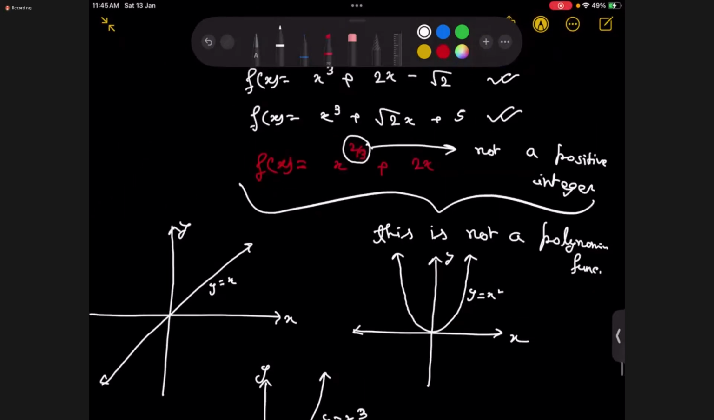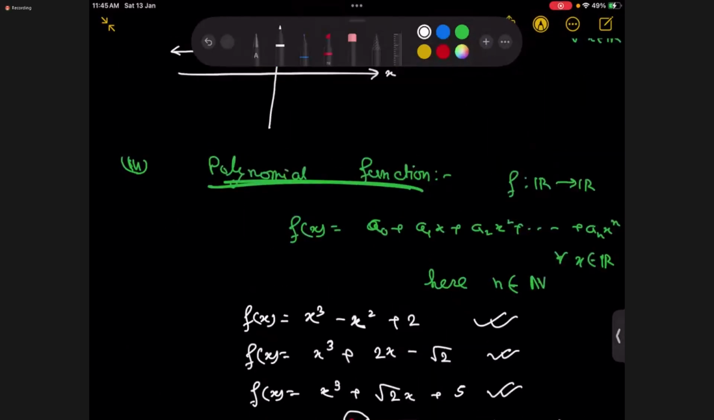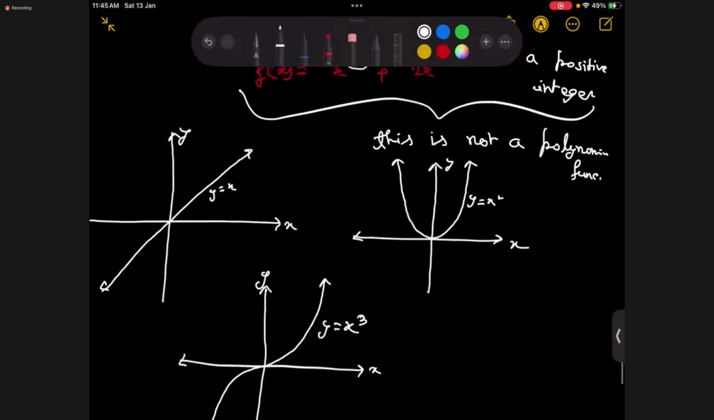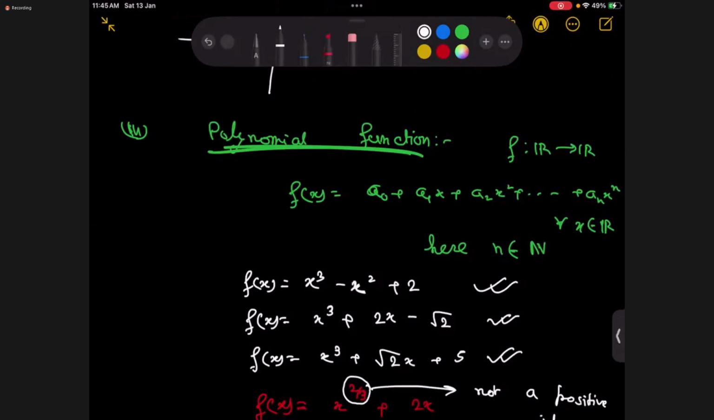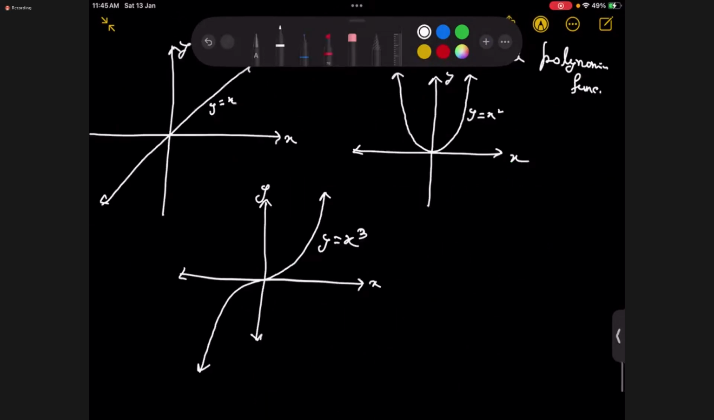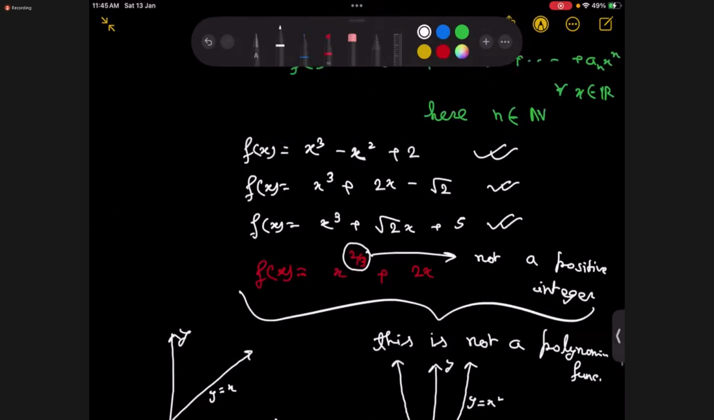Depending on the coefficients, it may happen that a1, a2, a3 are 0. Like in the case of x square, if I draw this x square graph, then a0 is 0, a1 is 0, a2 is 1, and others are also 0. By this process, we can get these functions and draw the graphs of the functions. Okay, so thus we can draw the polynomial function.